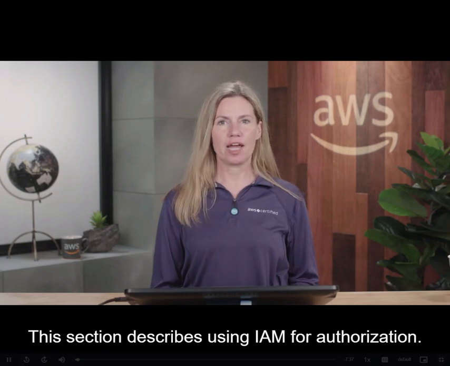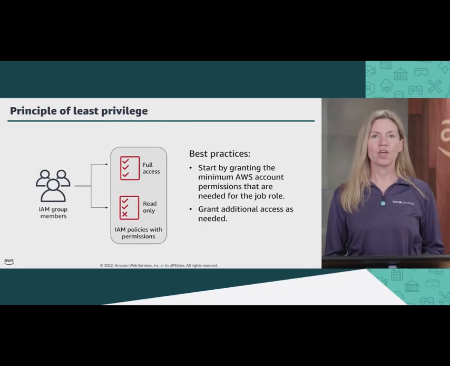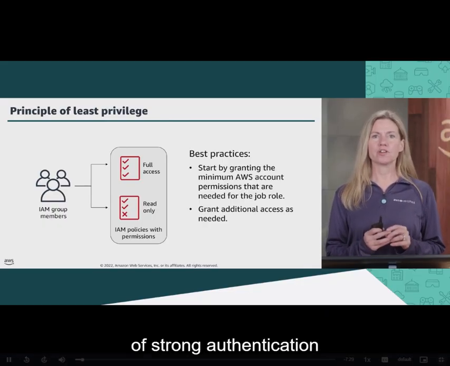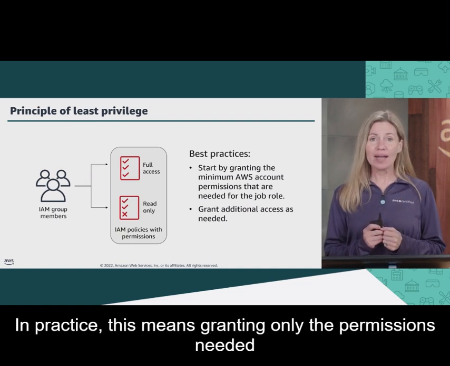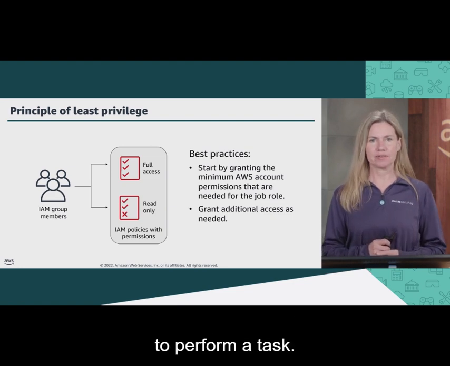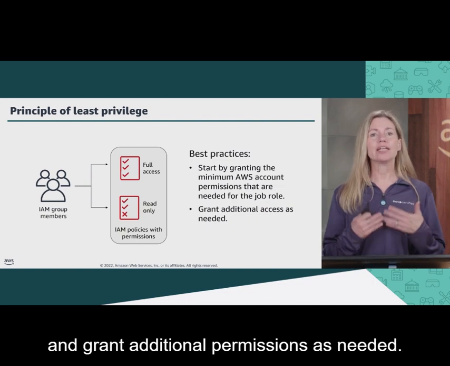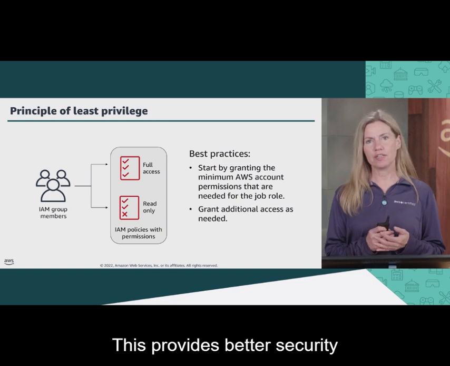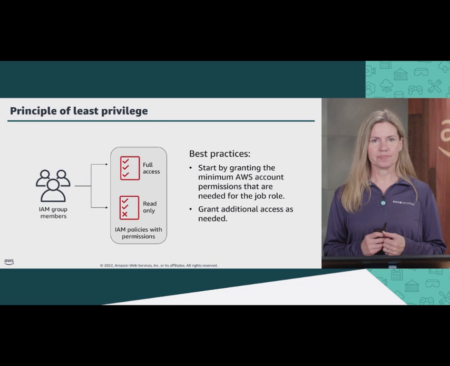This section describes using IAM for authorization. When you grant permissions, follow the standard security advice of strong authentication and the principle of least privilege. In practice, this means granting only the permissions needed to perform a task. It's more secure to start with a minimum set of permissions and grant additional permissions as needed. This provides better security than starting with permissions that are too permissive and trying to restrict them later.